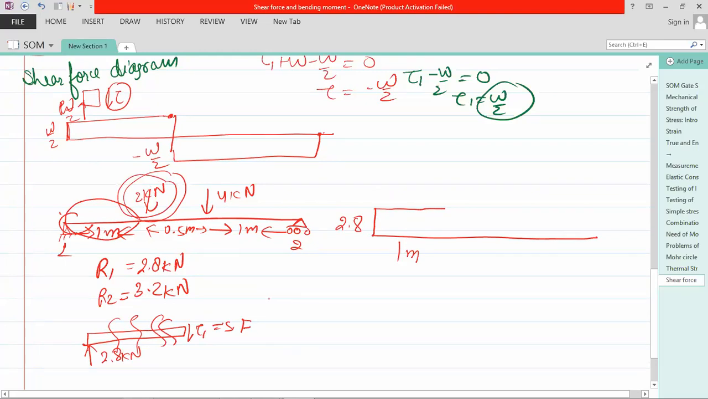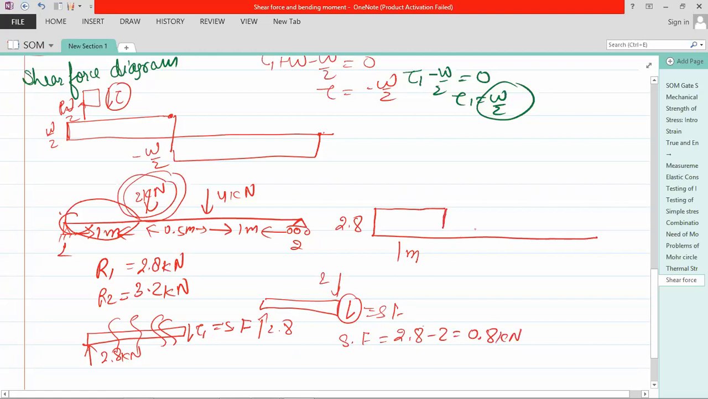Now, if you take that part, and here it is 2.8, here it is 2, then what should be the shear force here? Calculate SF. SF is equal to 2.8 minus 2, that is 0.8 kilonewton. It will come downward like this, and then it will again move up to the next force with the same value, because if you take any section, it will go like this. After this, there is a force at 0.5 meter, a force of 4 kilonewton.